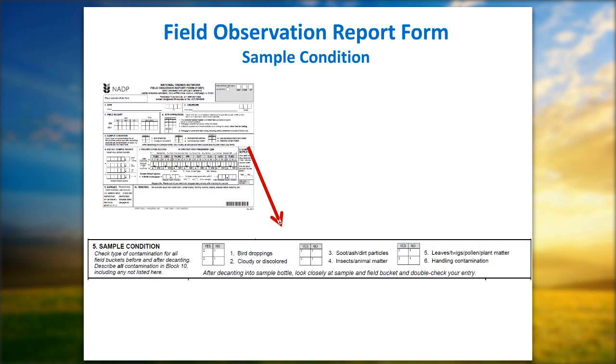Next slide, please. Field Observer Report Form, we highlighted sample condition. Once again, the types of contamination that you see. If there's any questions in regards to specifics as to what we mean by Section 5, then don't hesitate to ask.